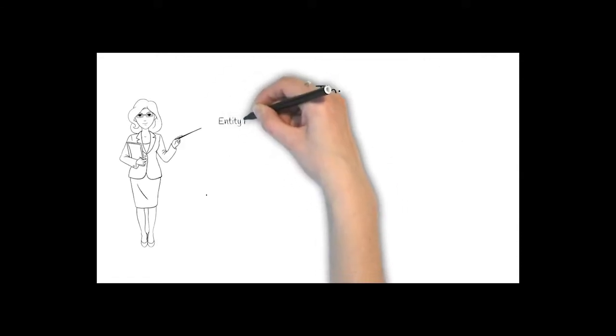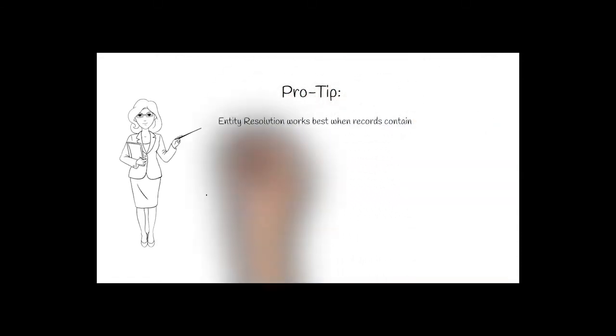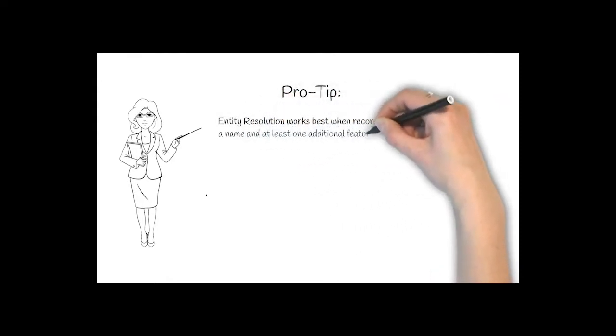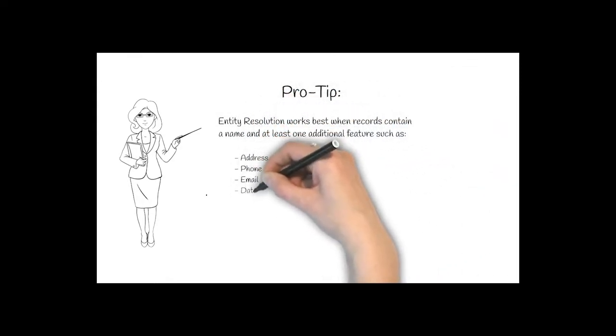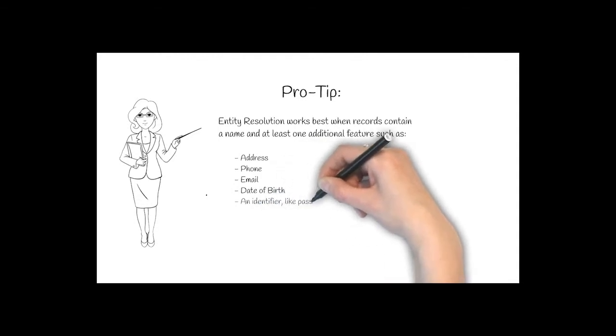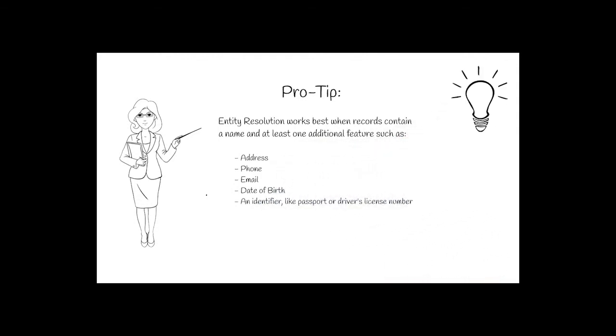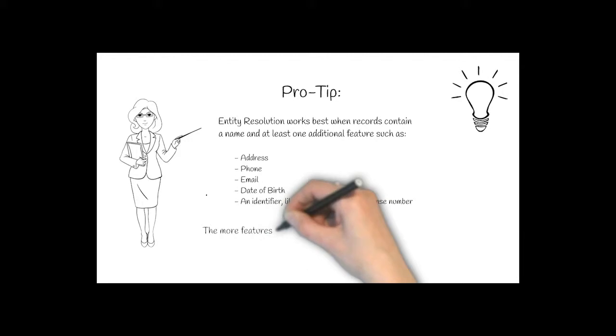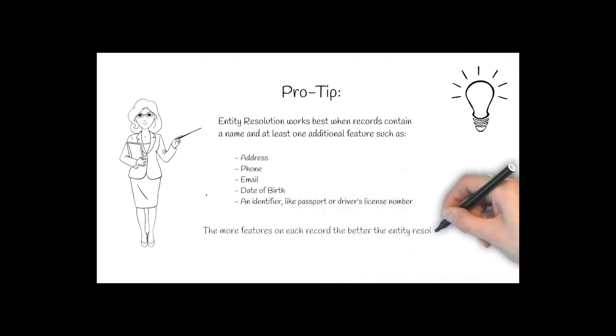Pro tip. Entity resolution works best when records contain a name and at least one additional feature such as an address, phone number, email, date of birth, or an identifier like a passport or driver's license number. The more features on each record, the better the entity resolution.